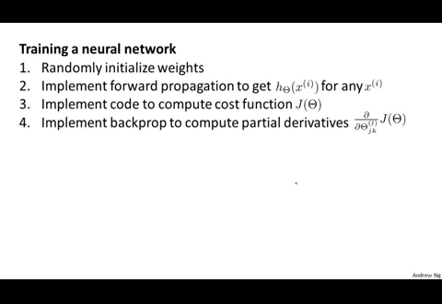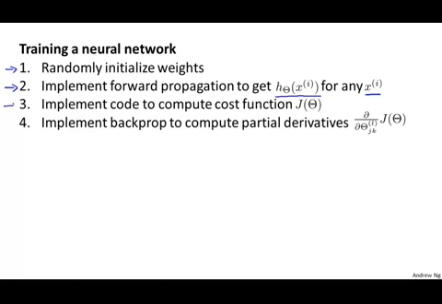Next, here's what we need to implement in order to train a neural network. There are actually 6 steps: 4 on this slide and 2 more on the next slide. The first step is to set up the neural network and to randomly initialize the values of the weights. We usually initialize the weights to small values near 0. Then we implement forward propagation so that we can input any x to the neural network and compute h(x), which is this output vector of the y values.